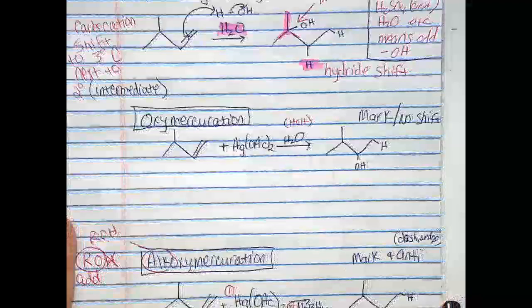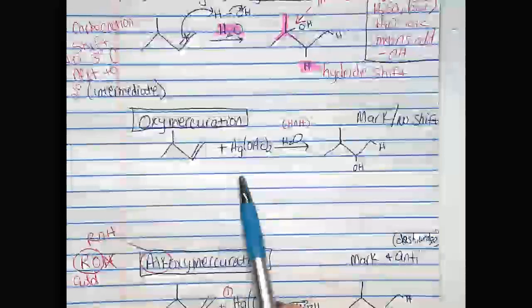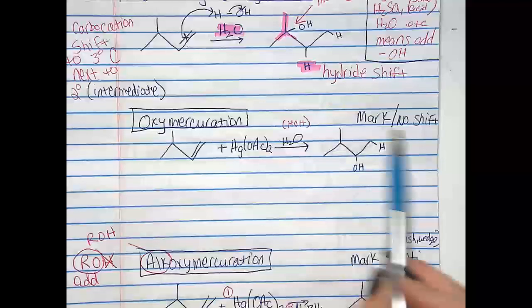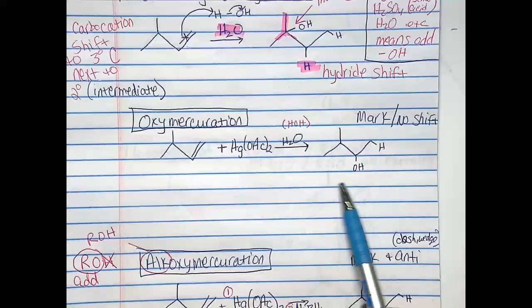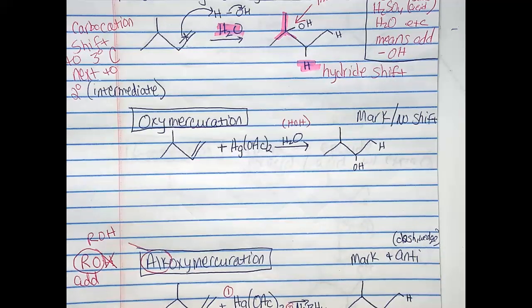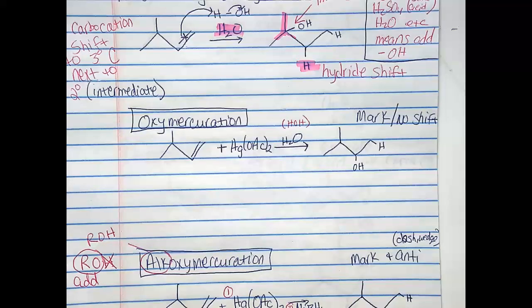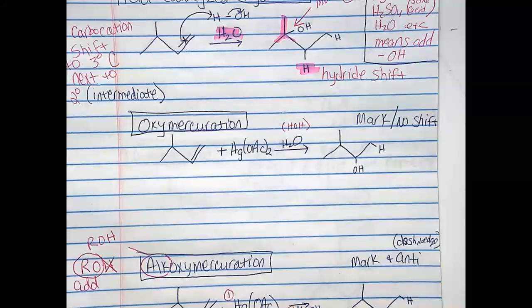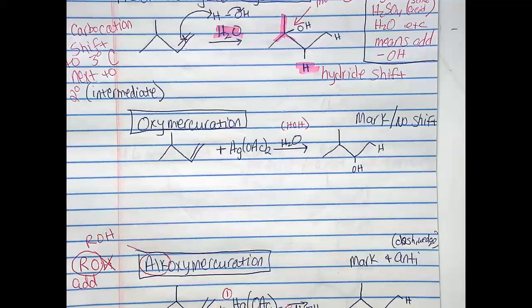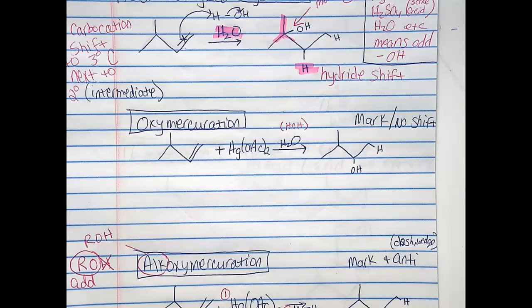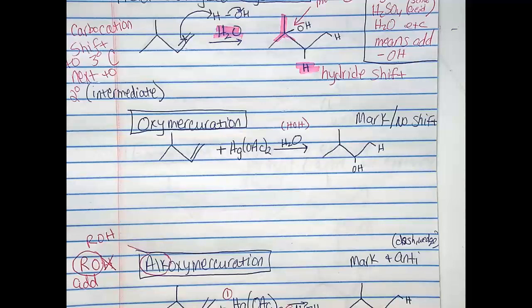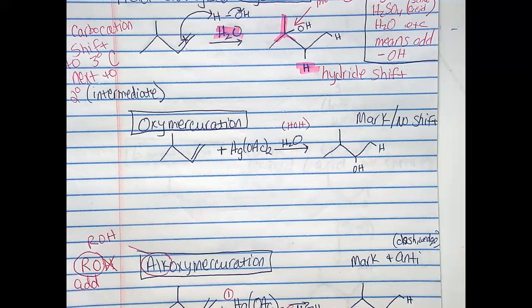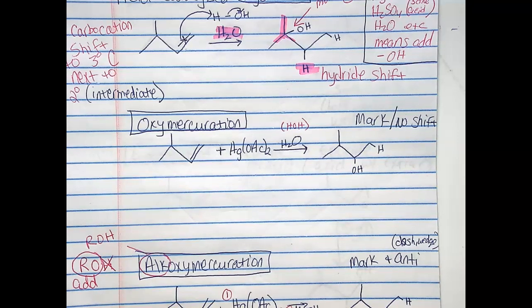So now our oxymercuration: no shift, okay, because it happens simultaneously, so there's no shift, there's no intermediate, one step. It does follow Markovnikov, where our hydrogen gets added to the less substituted carbon, and our hydroxide goes to the more substituted carbon. Okay?